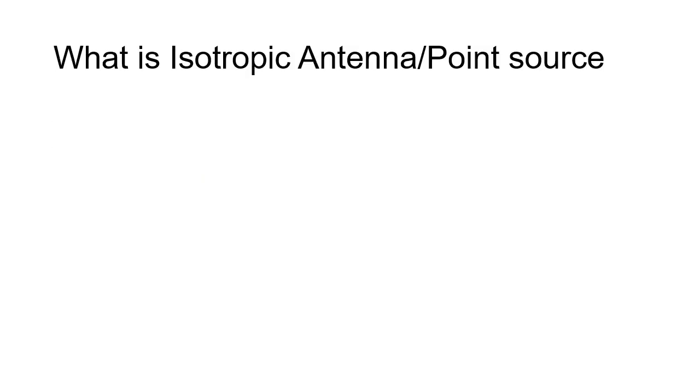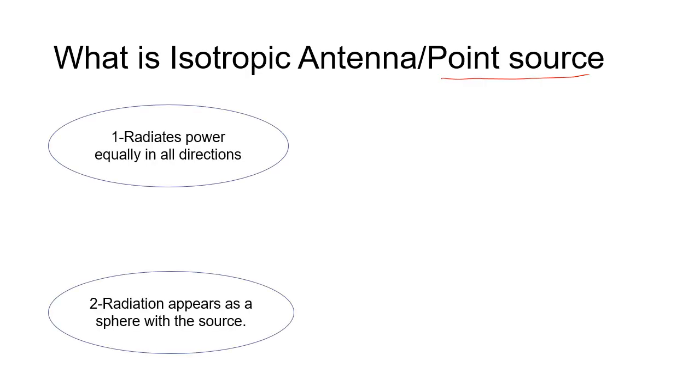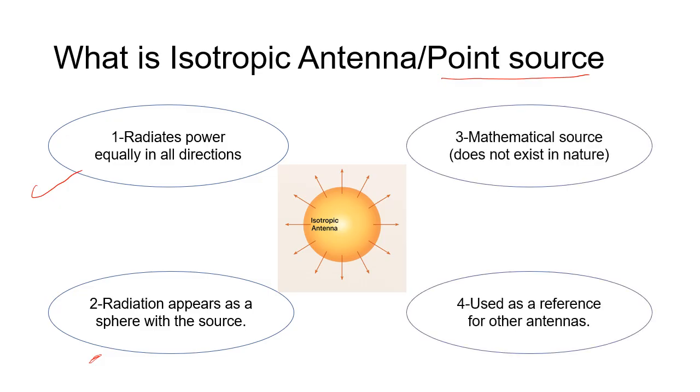An isotropic antenna is also known as a point source. It radiates the power equally in all directions, and its radiation appears as a sphere in free space with the isotropic antenna, or the point source, as the center of the sphere. This is how it looks, just a sphere around the point source. We need to know that it is just a mathematical concept. It does not exist in nature, and we use it as a reference to other antennas, as we will see.